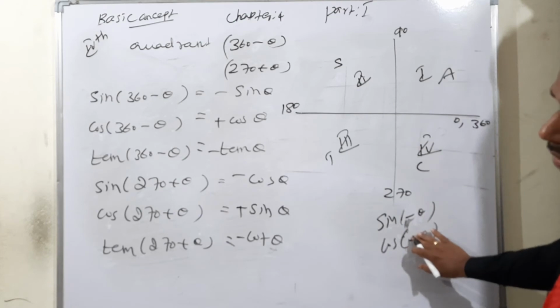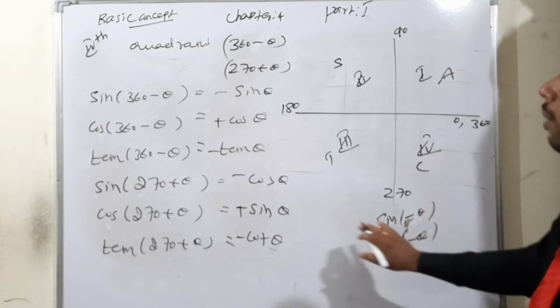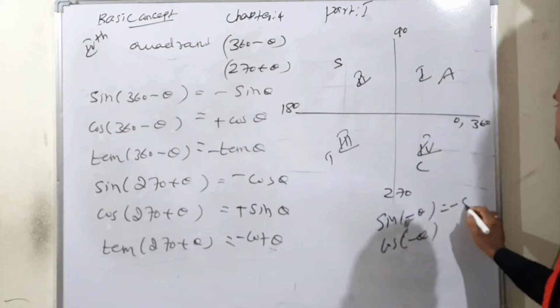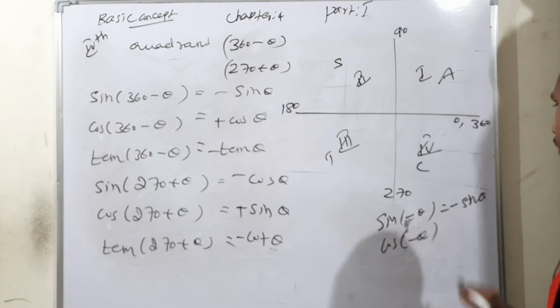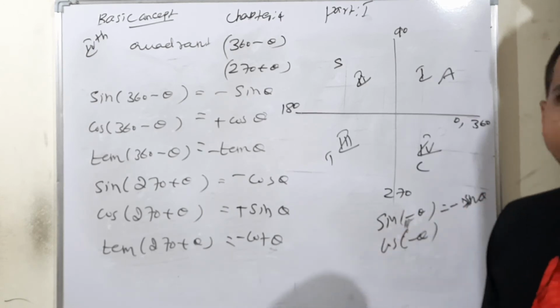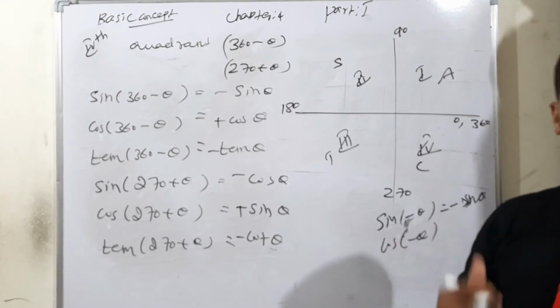360 minus theta, or 0 minus theta. So, 360 minus theta means what is the value? Sin of 360 minus theta is equal to minus sin theta. In many problems we write only sin of minus theta is equal to minus sin theta. This is the method actually, 360 minus theta or 0 minus theta.